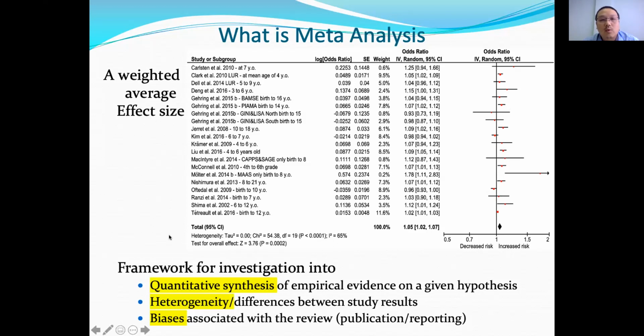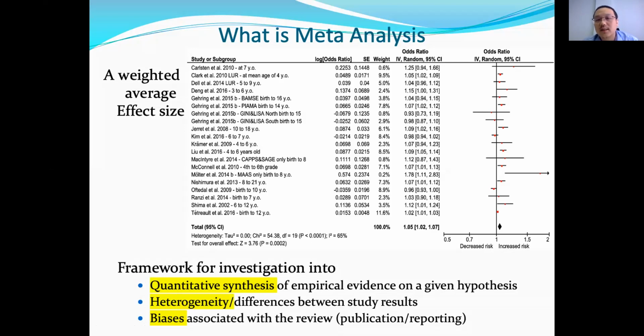And the objective of doing this meta-analysis research is to quantitatively synthesize the empirical evidence, and to explore the differences between study results. Because we have seen so many topics where people say FDI promotes economic growth, while some say FDI has a negative effect on economic growth. So there are different opinions on the same topic.